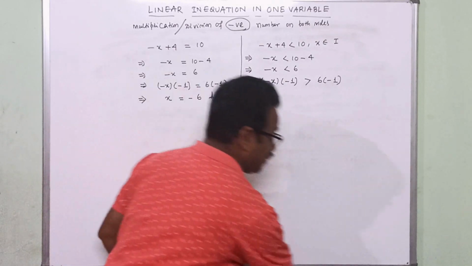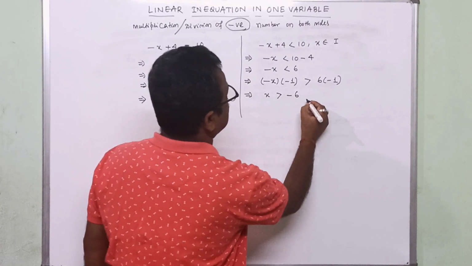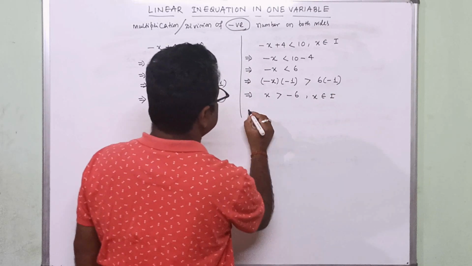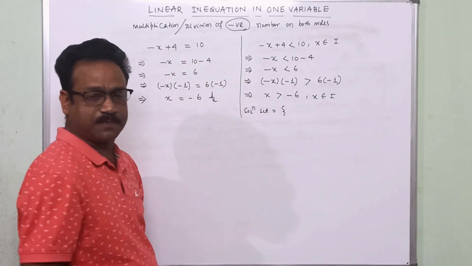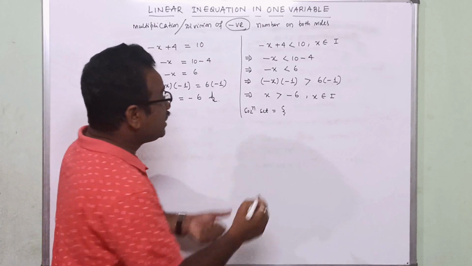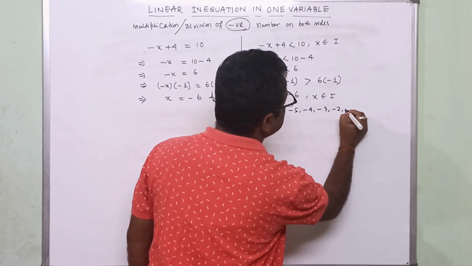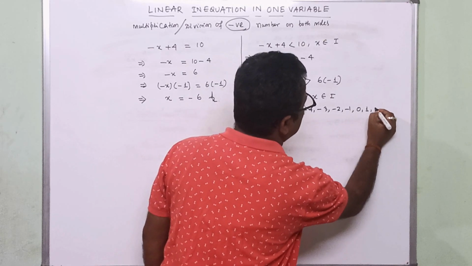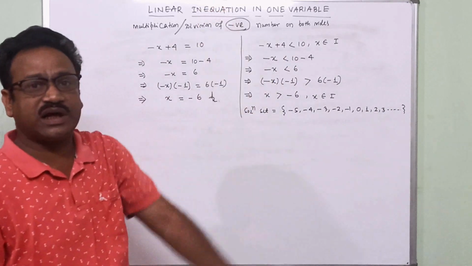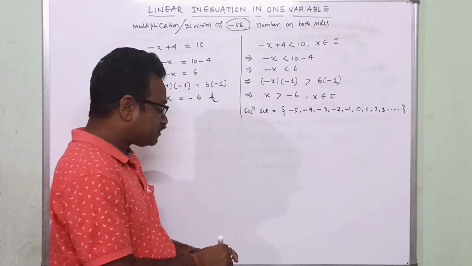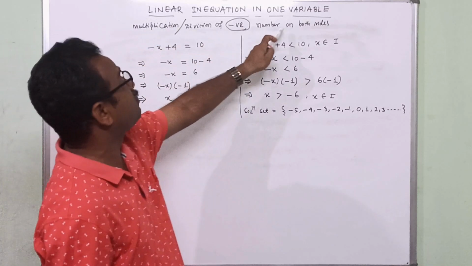Now let us see what here. That implies x greater than minus 6, x element of I. So the solution set is x greater than minus 6: minus 5, minus 4, minus 3, minus 2, minus 1, 0, 1, 2, 3, dot up to infinity, greater than minus 6.